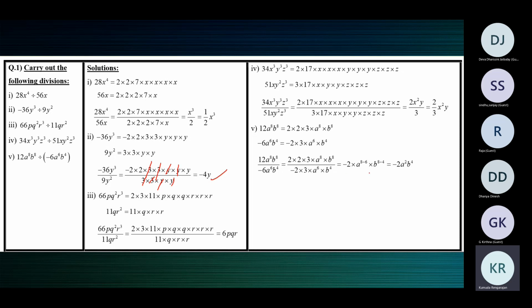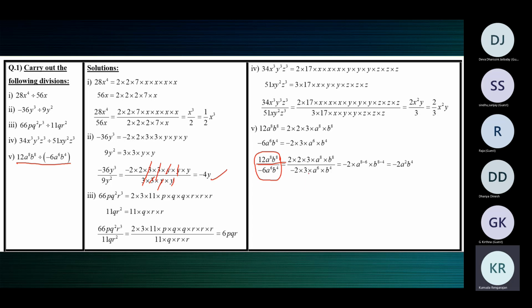So you can see the fifth one. This is the fifth question, children. You can write it as 12 a to the power 8 b to the power 8 divided by minus 6 a to the power 6 b to the power 4. This is the question. So as usual, we factorize the number part.